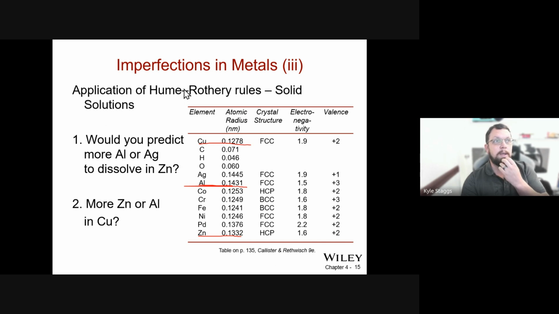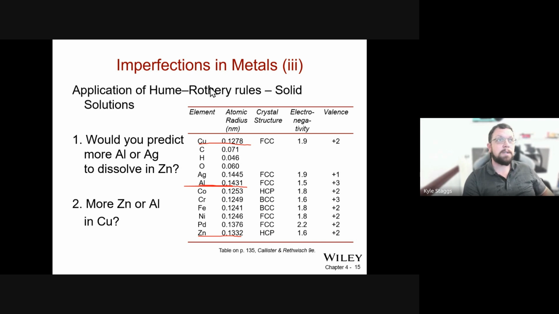The copper and aluminum are actually only about 12% different, because you're comparing with copper as the base. So it's 1431 divided by 1278, gives you 1.119, which is about 12% difference. So aluminum is 12% more. Zinc is even closer. 1332 divided by 1278 as your base. That's only about 4% different. So both are still within the 15%.